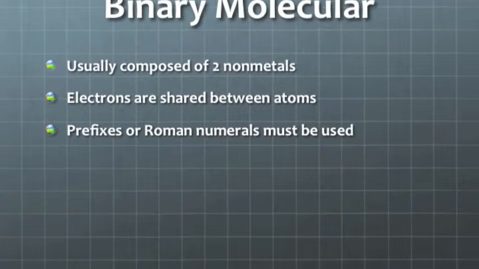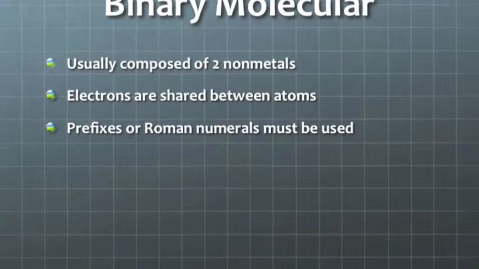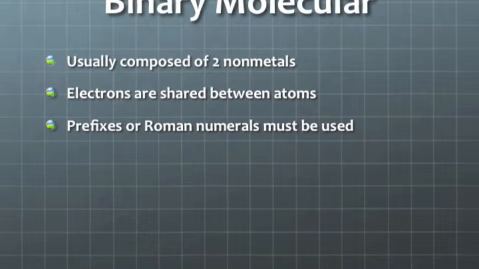Binary molecular. Usually composed of two nonmetals. Electrons are shared between atoms. Prefixes or Roman numerals must be used.